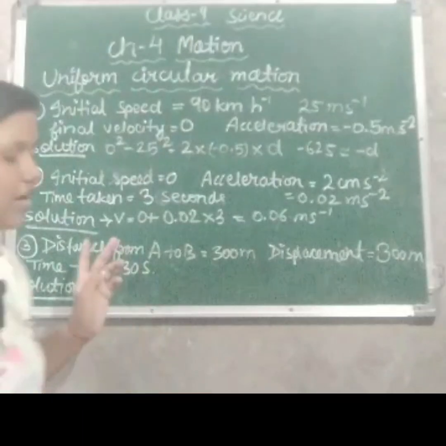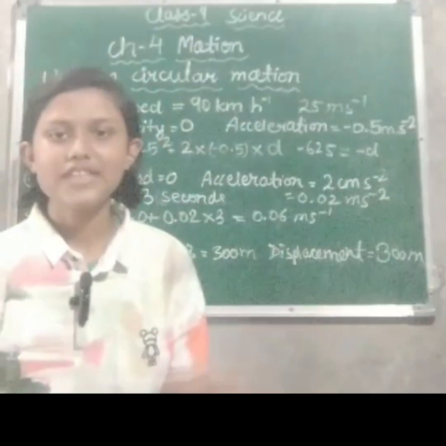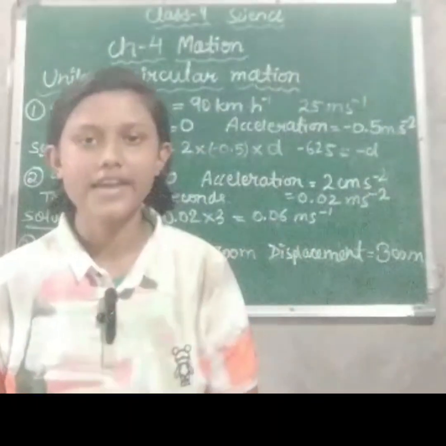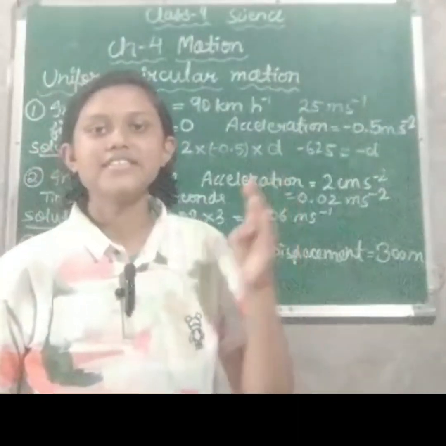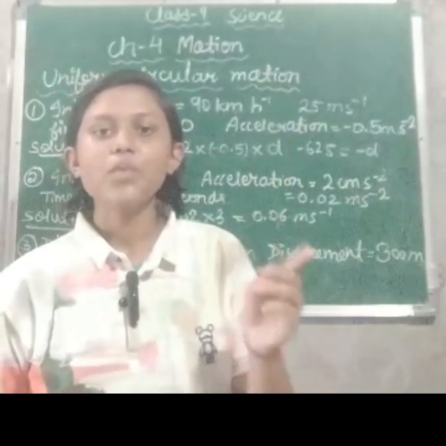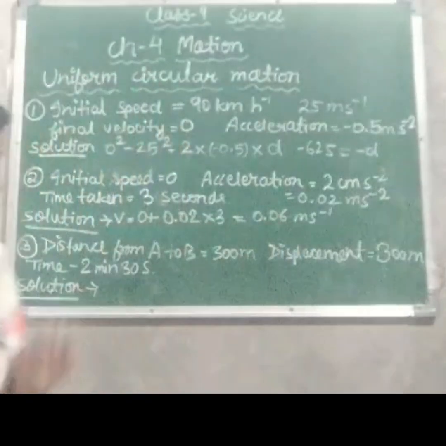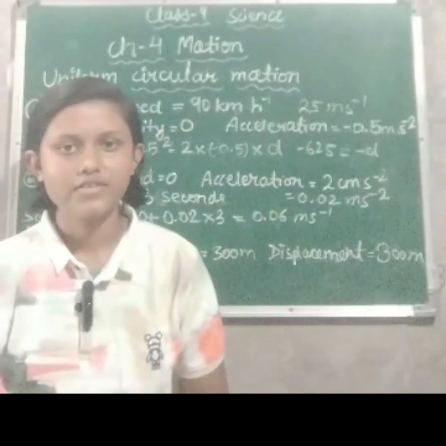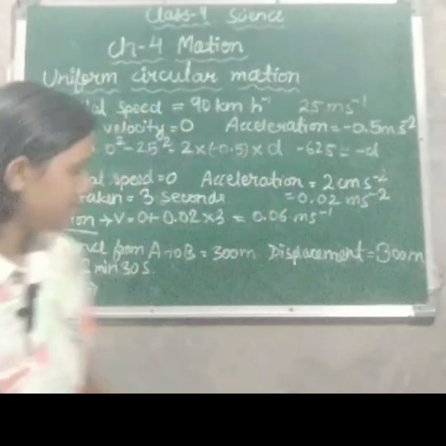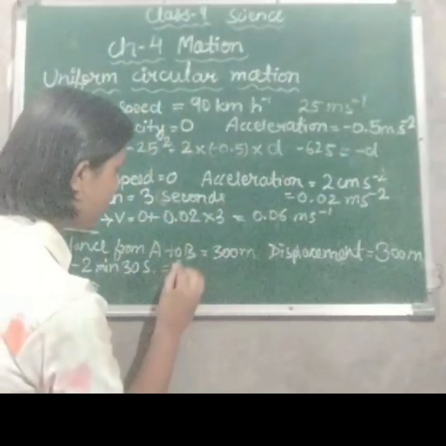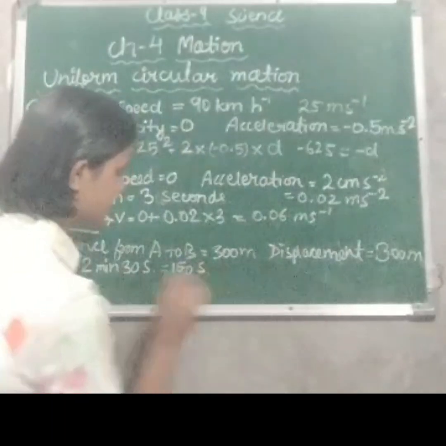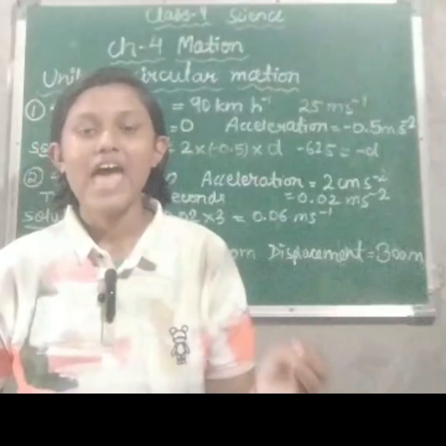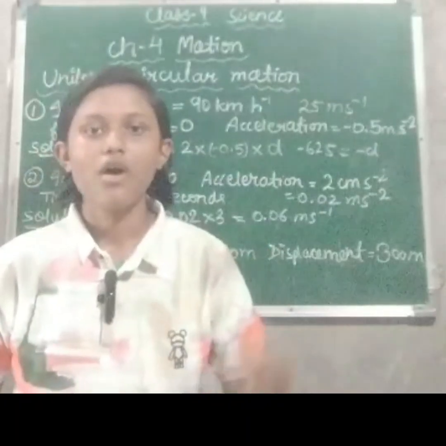Now let's convert the time completely into seconds. As we know that 1 minute is equal to 60 seconds, so here we will add 60 and 60. Then the answer will be 120. After that, 120 plus 30, that is 150 seconds. So the total time he took is 150 seconds.